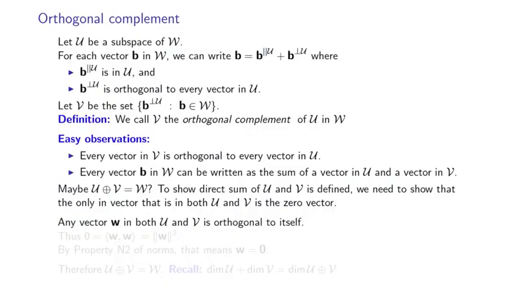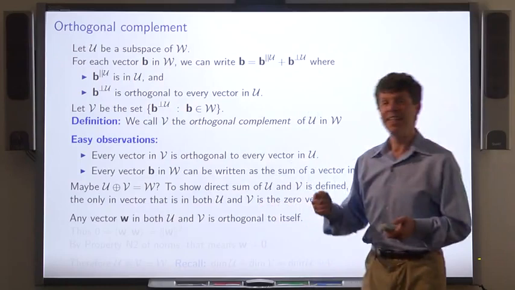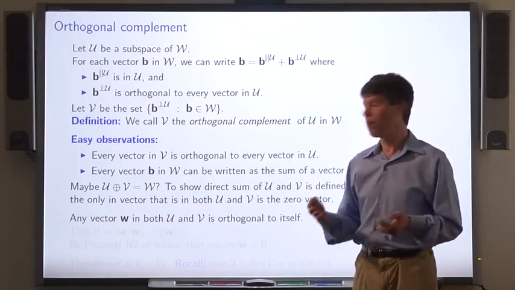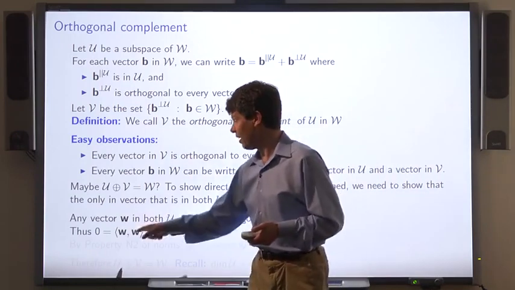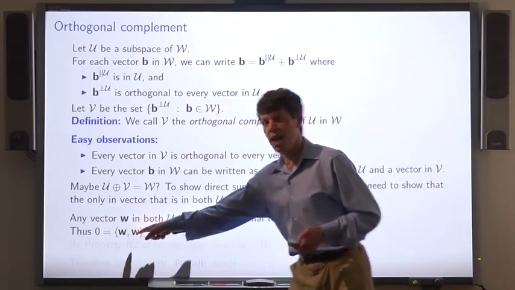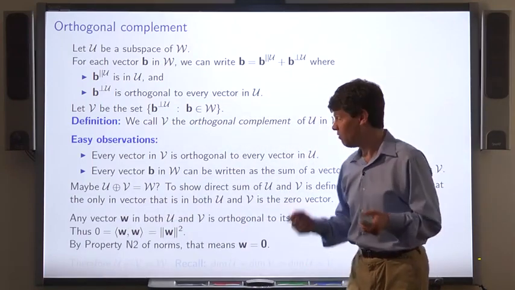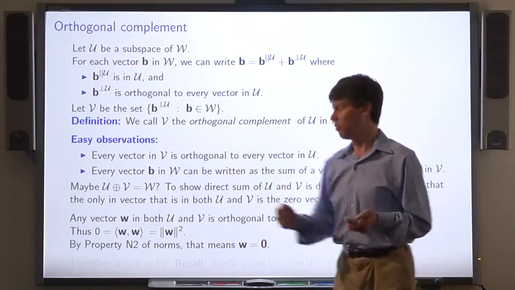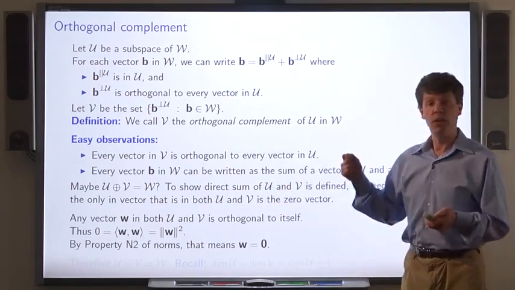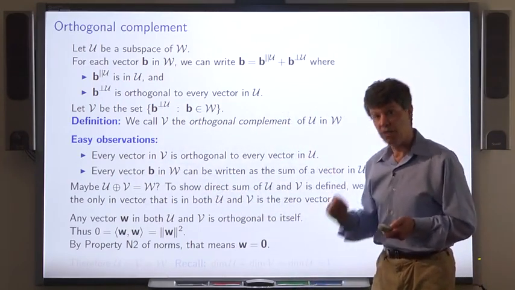So consider any vector W in both big U and big V. It must be orthogonal to itself. It has to be both the parallel part and the perpendicular part. So that means the inner product of W with itself is 0. But the inner product of a vector with itself is the square of its norm. By a property of norms, if a vector has norm 0, it must be the 0 vector. So that shows that the only vector common to U and V is the 0 vector.